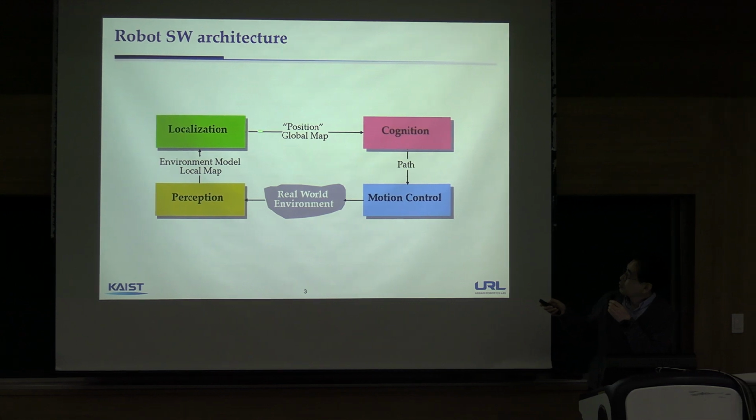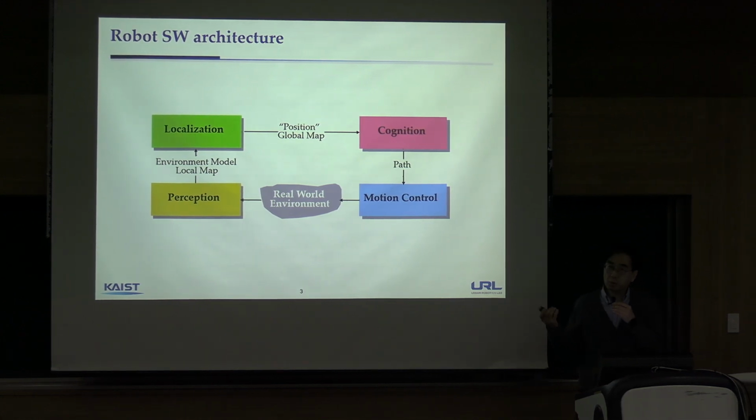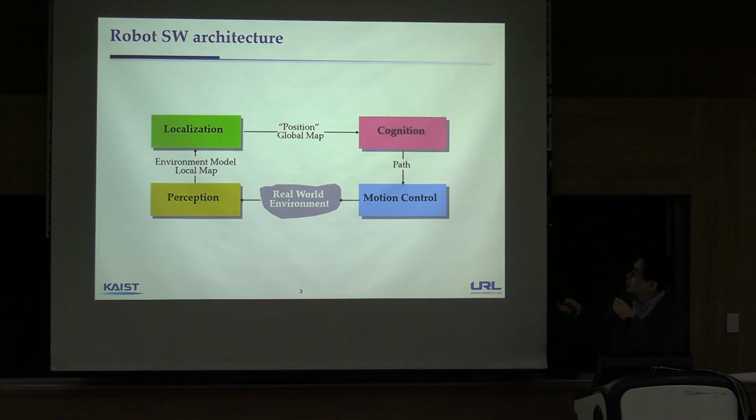At the position and also update the global map of this environment. After that, we can have the cognition part. That means we can plan the path or assign some tasks to the robot. So the path will be generated based on this cognition process.